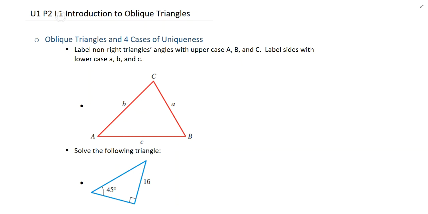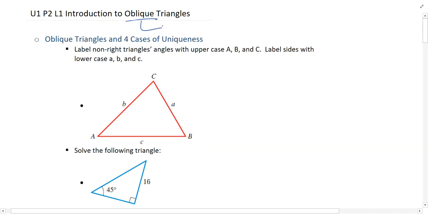Okay, this is the first lesson in part 2 of Unit 1 for trigonometry. And in this part of the unit, we are introducing oblique triangles. An oblique is just another name for non-right triangles.